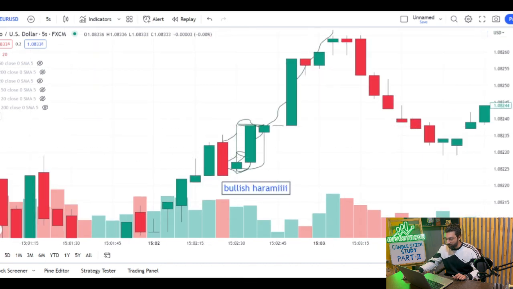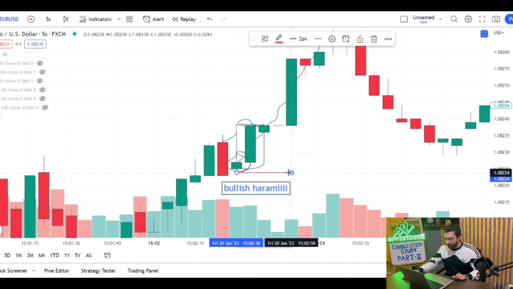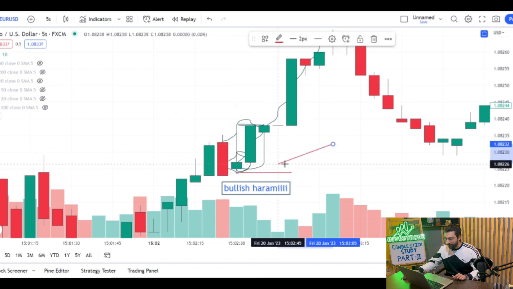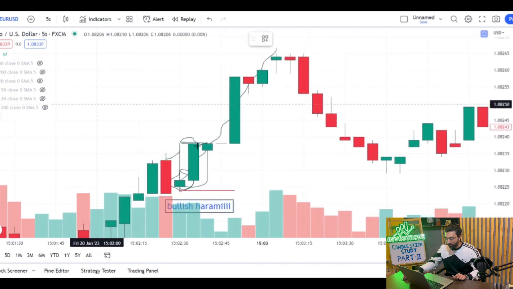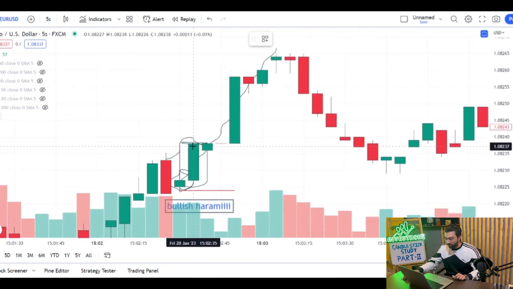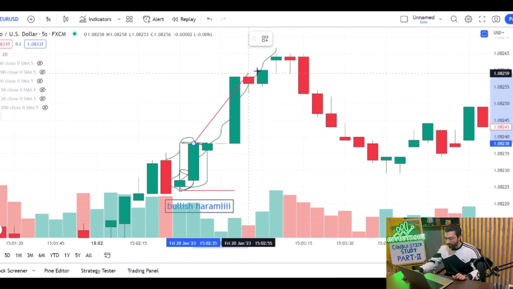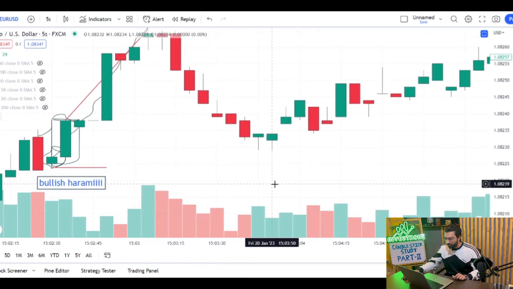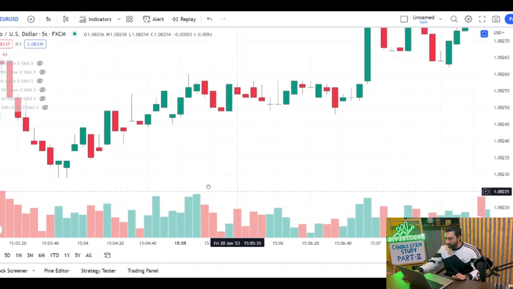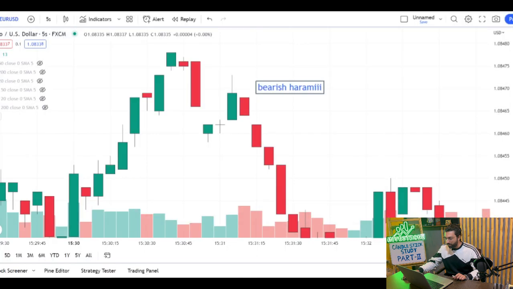And where should be your stop loss? Your stop loss would be at the low of the candle. And where should be your take profit? Once you take an entry from this candle, it could be up to 1 by 1 or 1 by 2. Now we will see another example of bearish harami pattern.